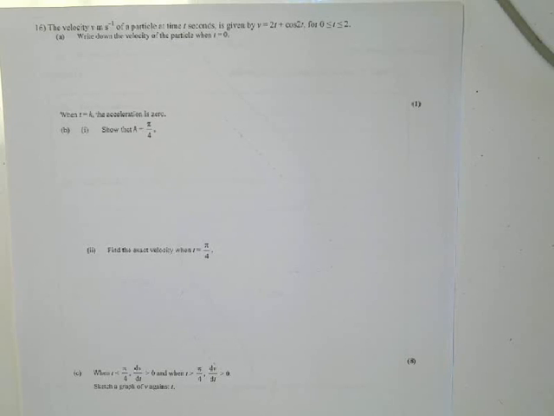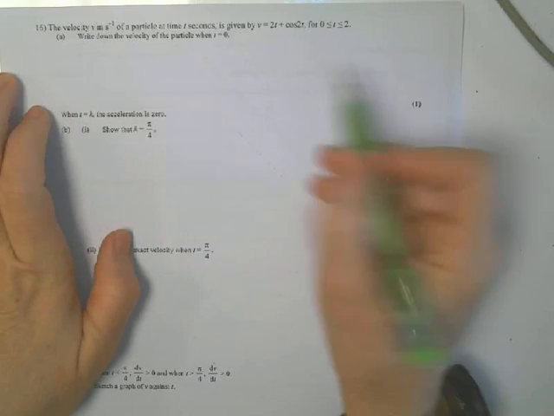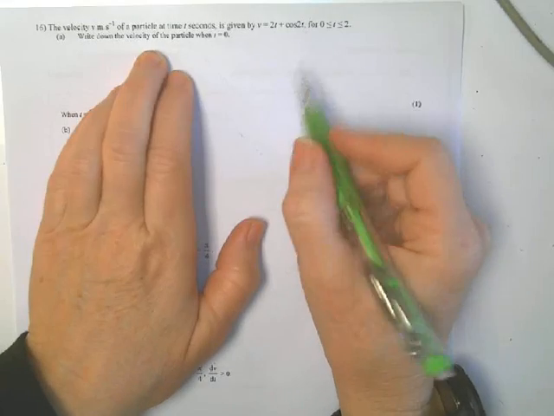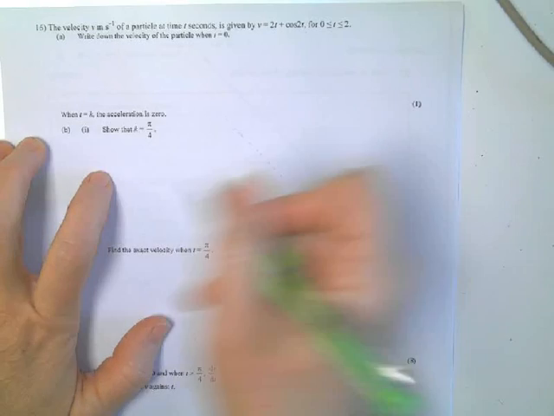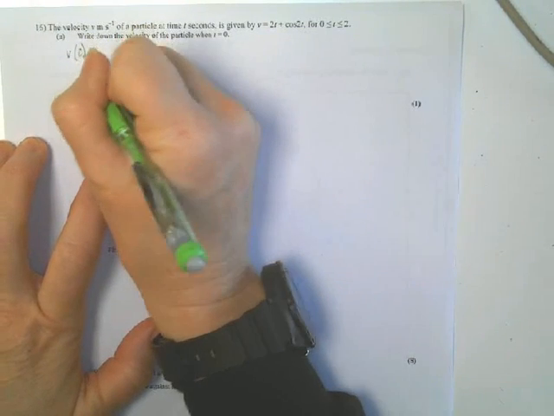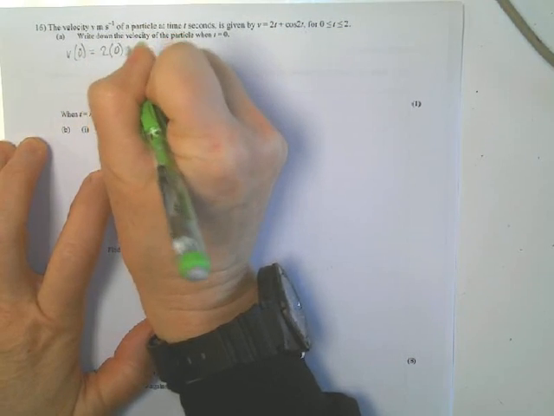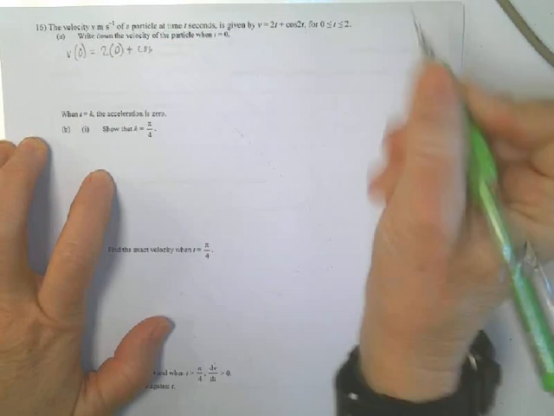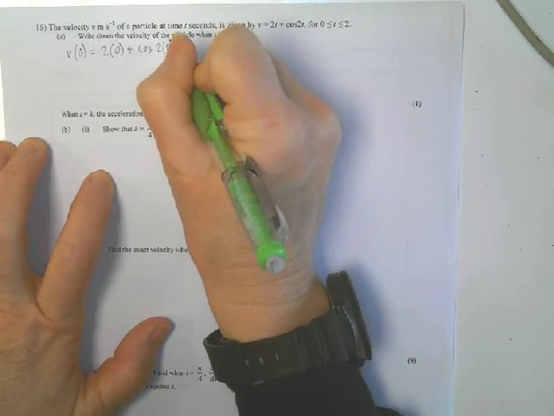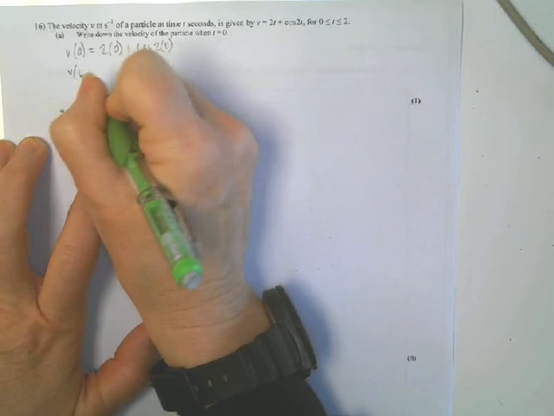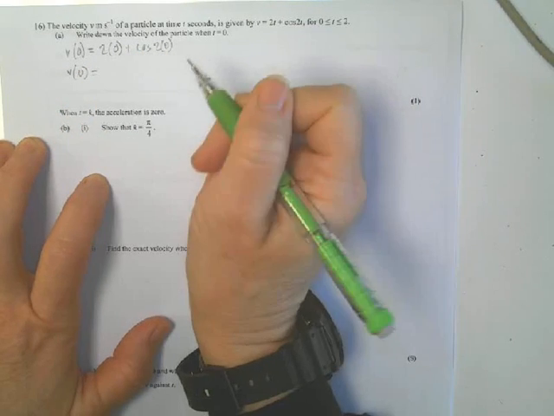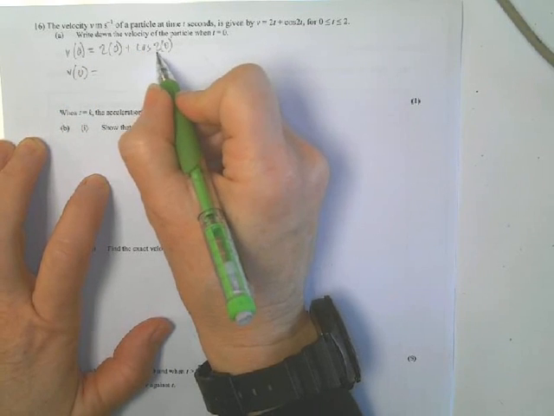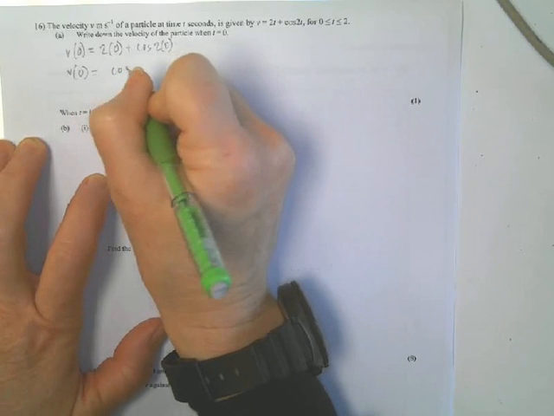Okay, here's problem number 16. The velocity of a particle at time t is given by this equation. Write down the velocity of the particle when t equals 0. So v of 0 is going to be equal to 2 times 0 plus cosine of 2 times 0. So the velocity at 0 is going to be equal to, well, 2 times 0 is just 0. Cosine of 2 times 0, that's cosine of 0.